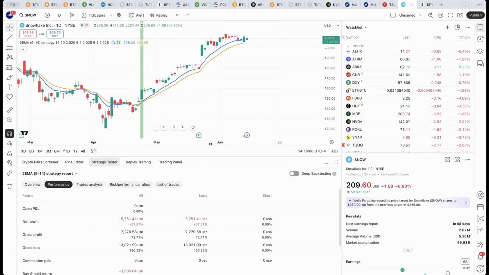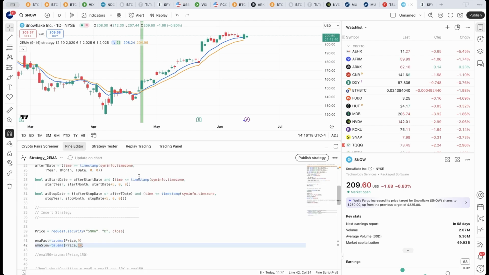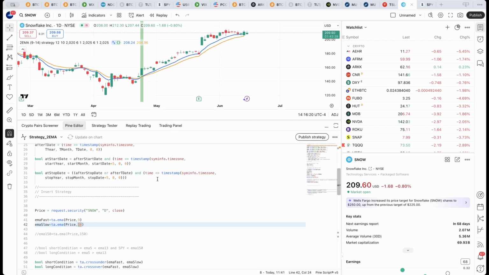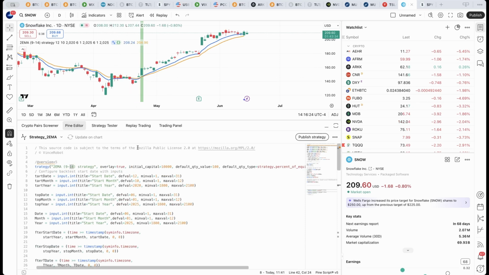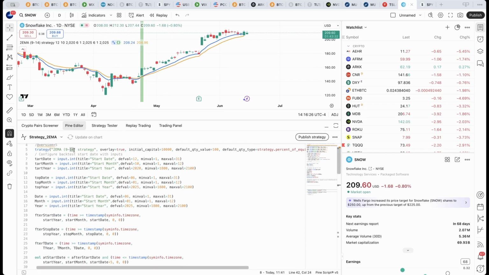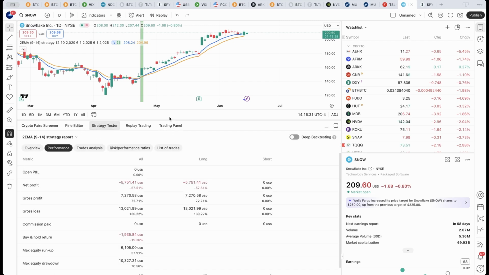Just want to be sure that everybody understands TuneMap, because I'm not sure that everybody has ever coded in TradingView. But the point is, in TradingView, for example, if you want to code a 2 EMA strategy, you have your code, and here I'm testing on the stock Snowflake, for example, a 9 and 14 strategy, and then I compile it, and then it runs, and then gives you the stats.